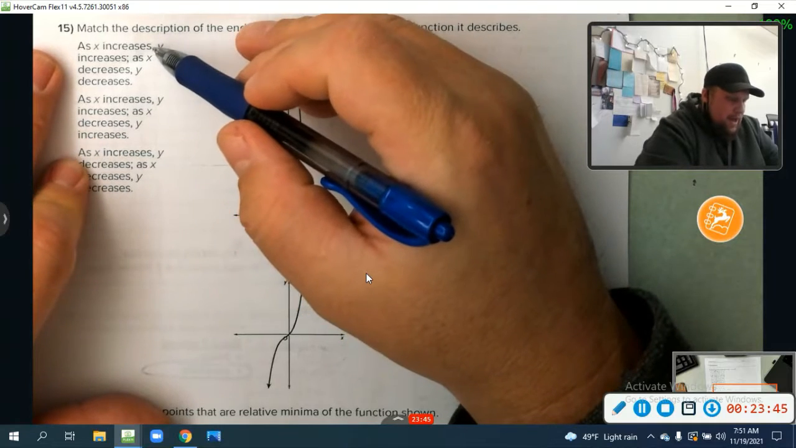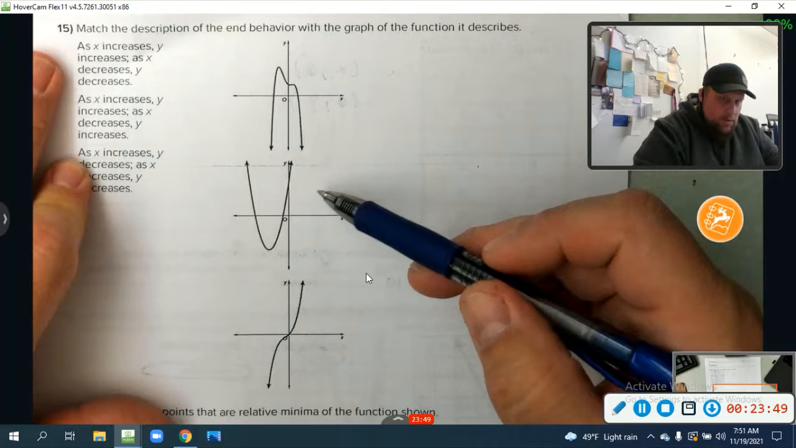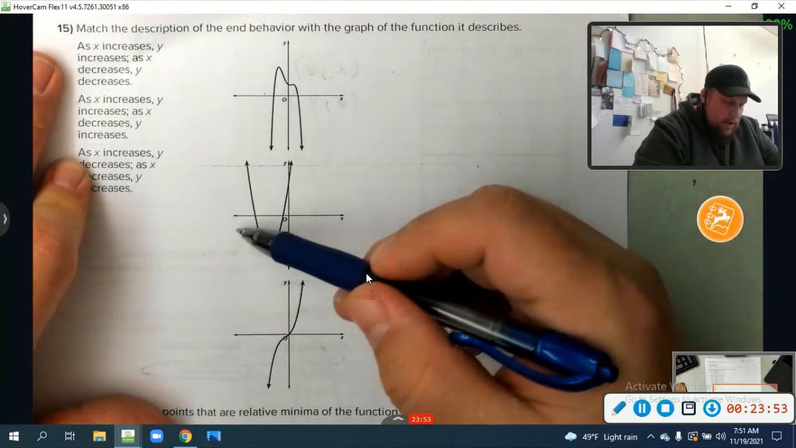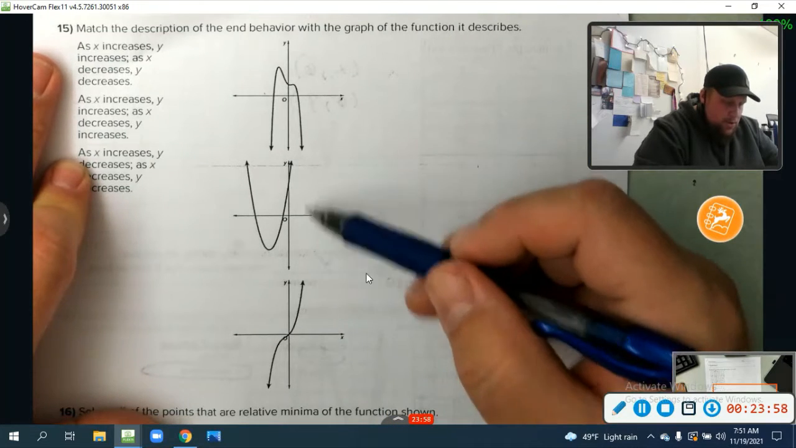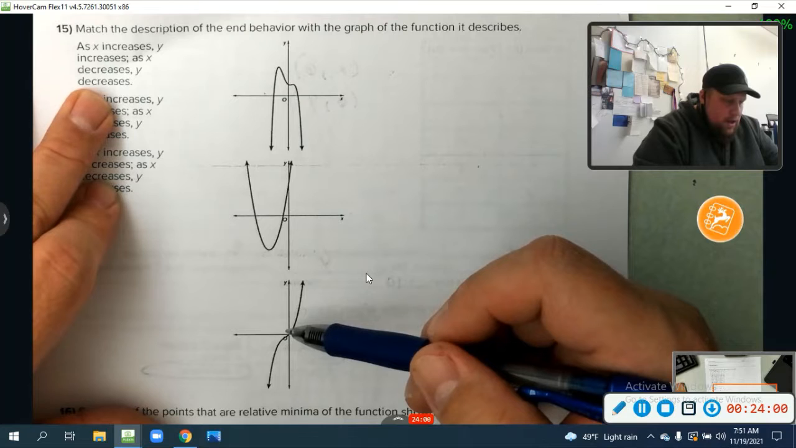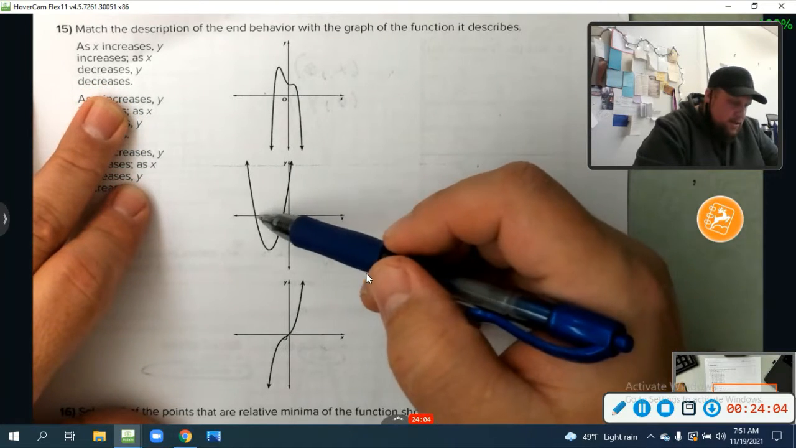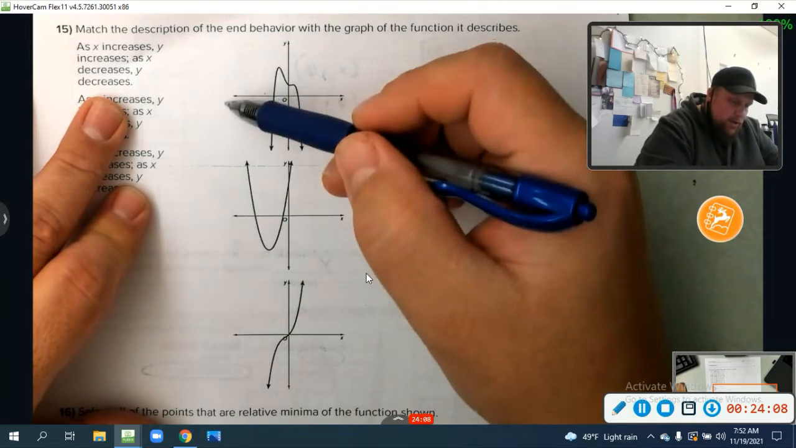So as x increases, y increases. Which ones are like that? Well, as x goes up here, y is going down, so not the first graph. As x goes up, y is increasing. That works. As x goes up, y is increasing. So it's either of these two. As x decreases, y decreases. Well, as x gets smaller on this graph, we know it's only these two. And as x gets smaller, y is still going up, so it's not that one.